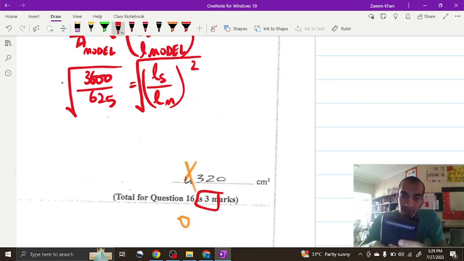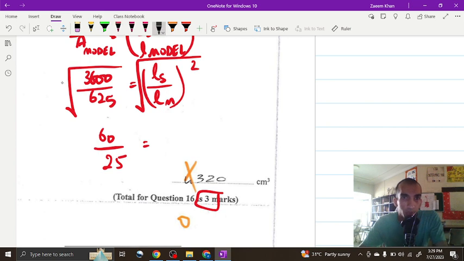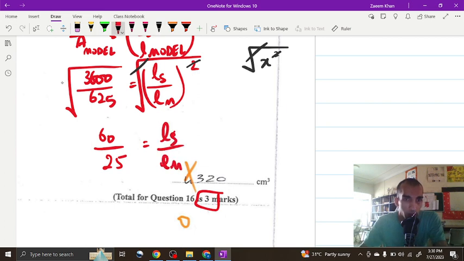The square root of 3600 is 60. The square root of 625 I think should be 25. Yes, it is. What would happen to this square and this square root? What happens when we take the square root of a variable that's already squared? It would get its original value. Exactly. So these two things are going to disappear. We'll have length of statue over length of model.